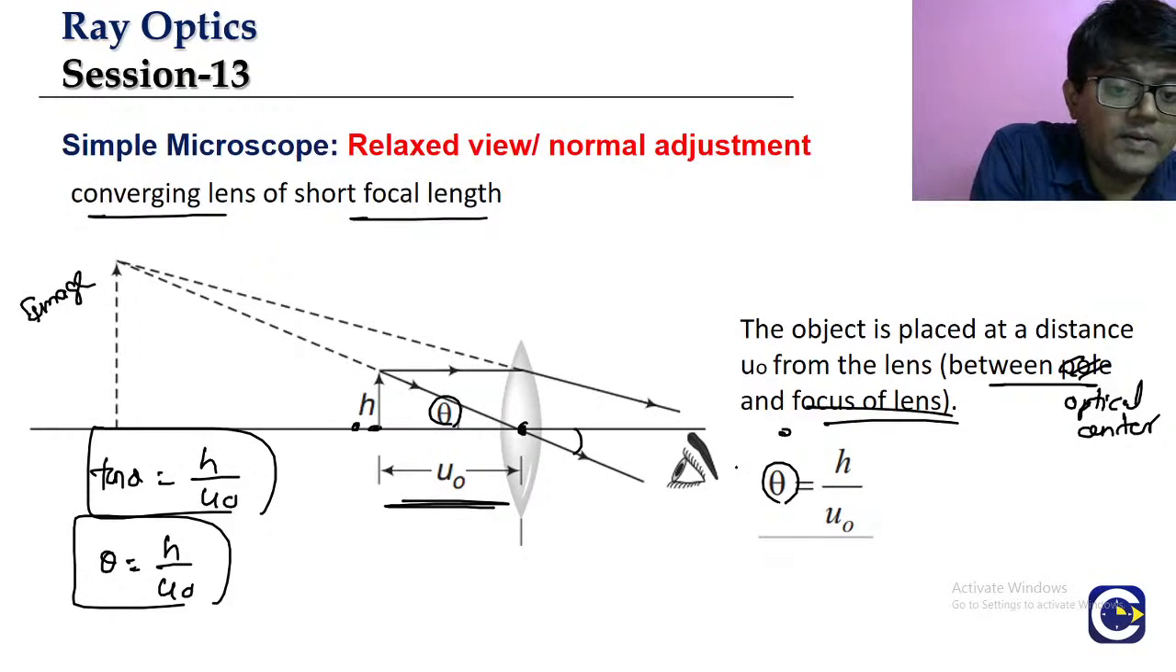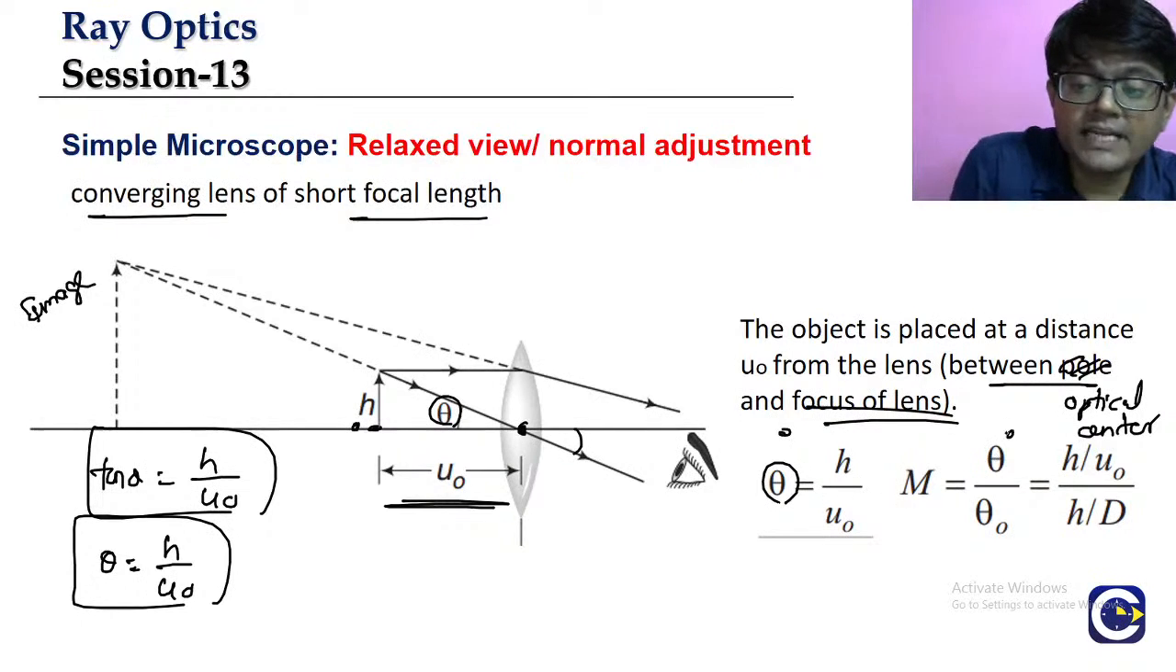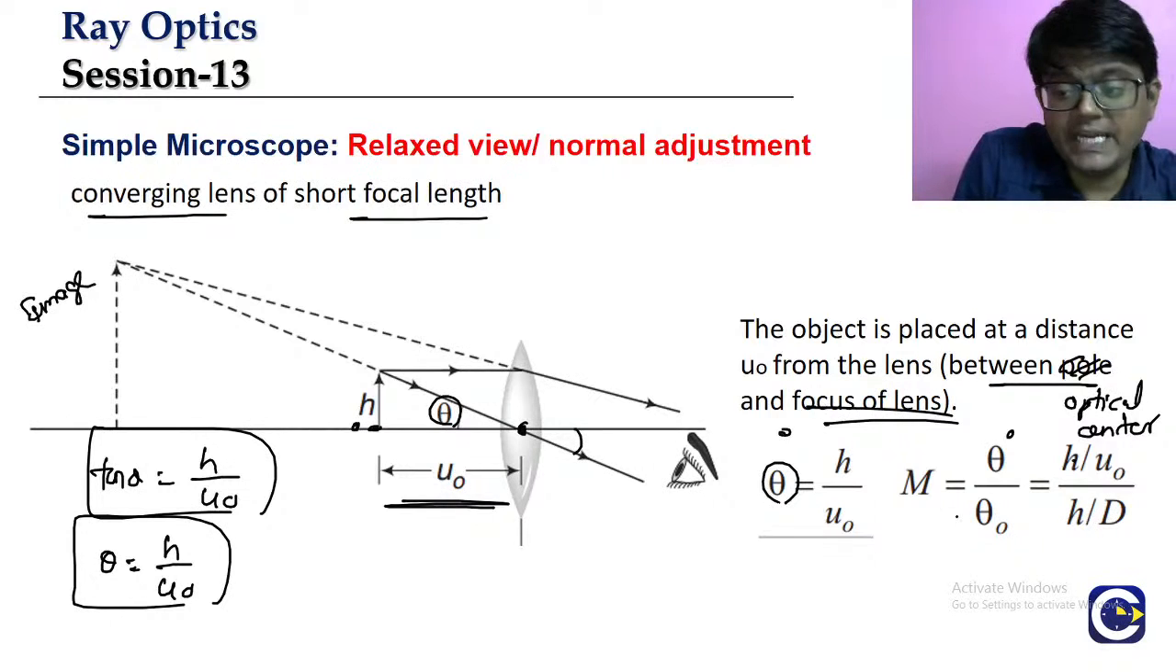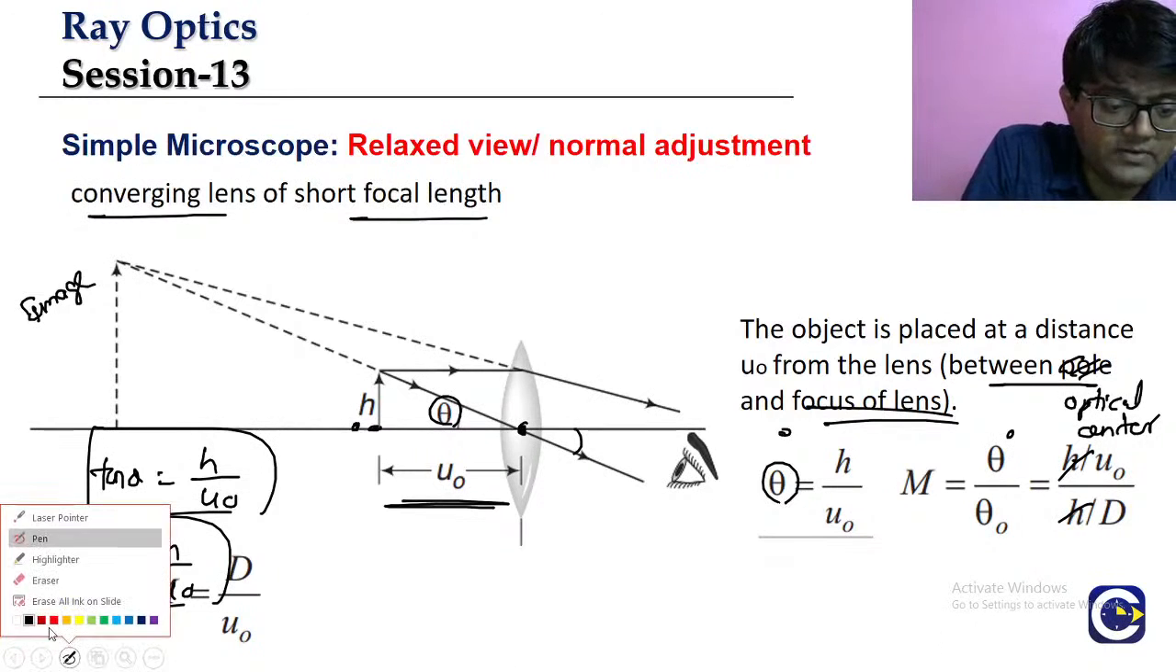And the magnifying power, because that is what we are interested in, right? What is the magnifying power? Theta, the visual angle that is formed here, divided by theta naught. What is theta here? h by uo divided by h by d. Theta naught is h by d. You can see h is cancelled. So what we'll have is the magnifying power m.